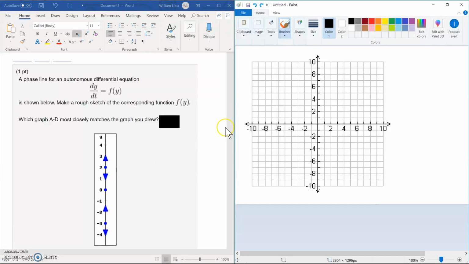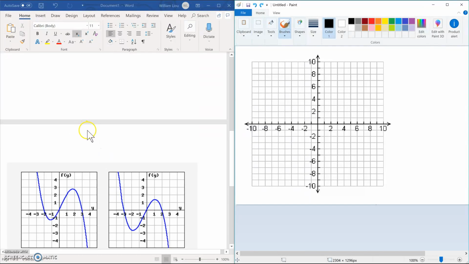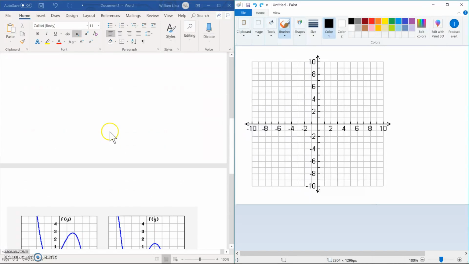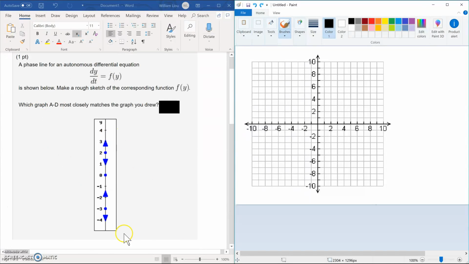So to start off, we're given a phase line over here. It shows us our equilibrium points of 2, 0, and -3. And we need to find which graph down here most similarly fits this phase line, or is represented by this phase line right here.